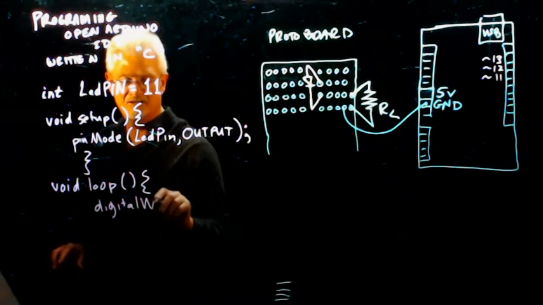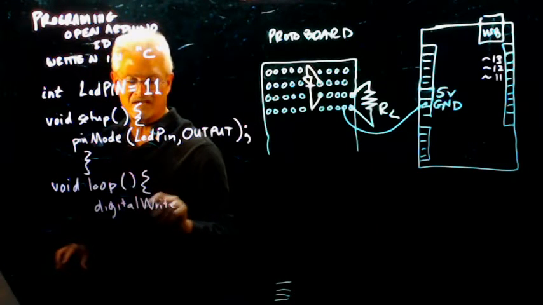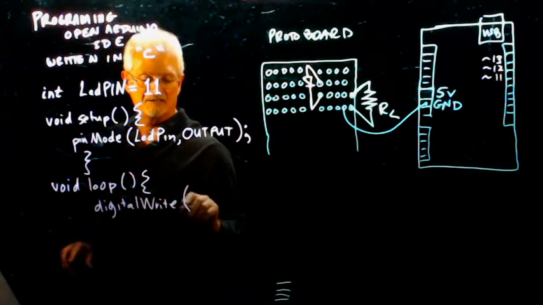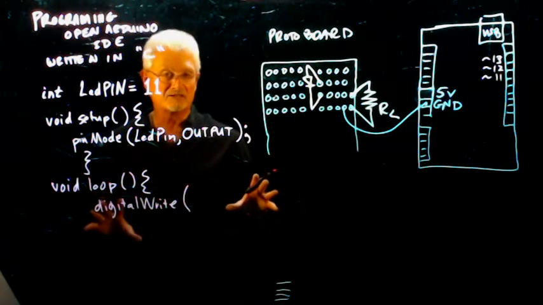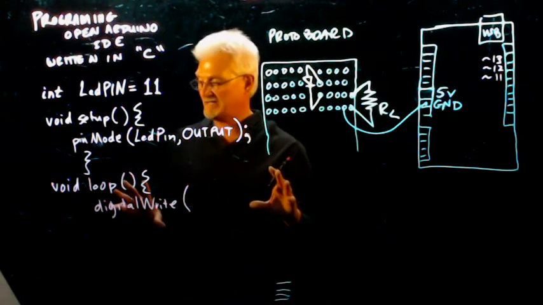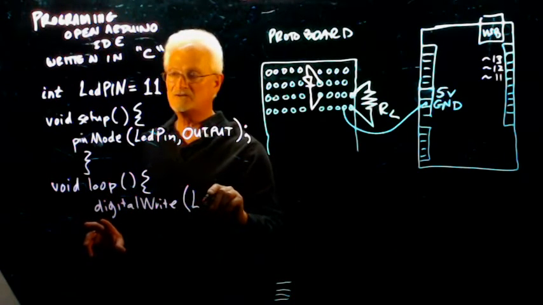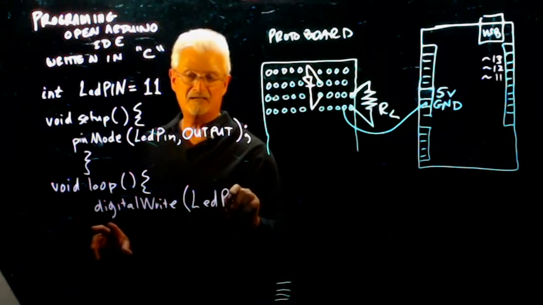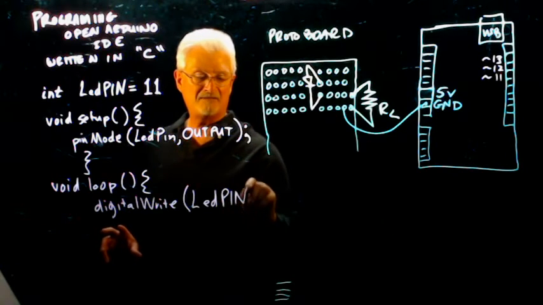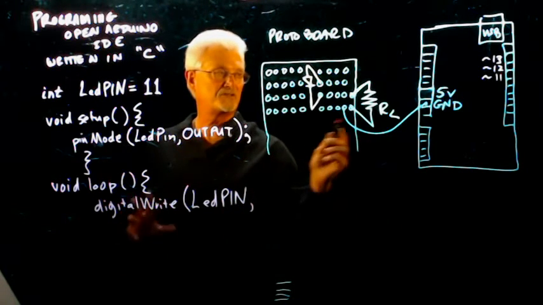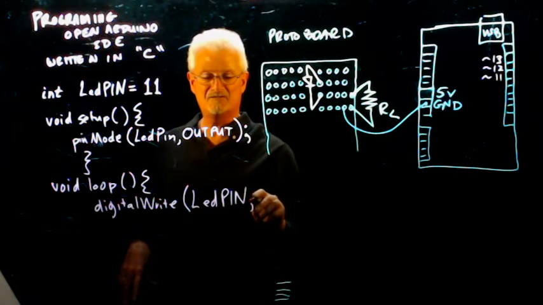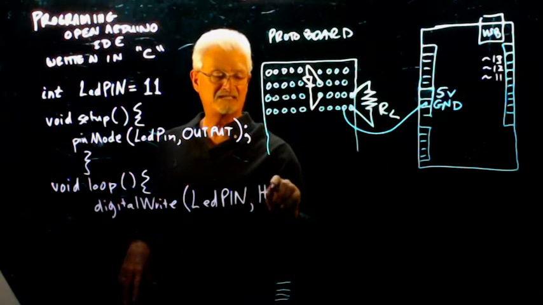D-I-G-I-T-A-L, digital, W-R-I-T-E, digital write. This is a built-in function. I want to have the digital write command go to a specific pin. I want it to go to the LED pin. Again, I could put the number 11 in here, but I'm using variables so that we get a little bit of experience using the variable. And I would like that to be high.